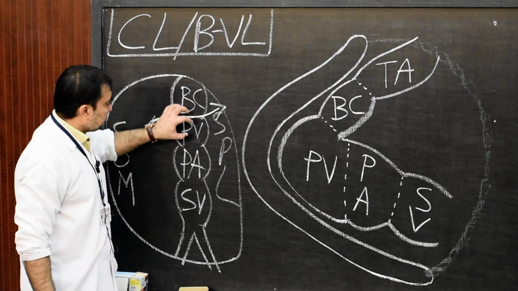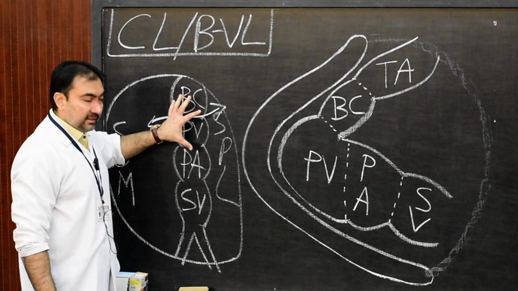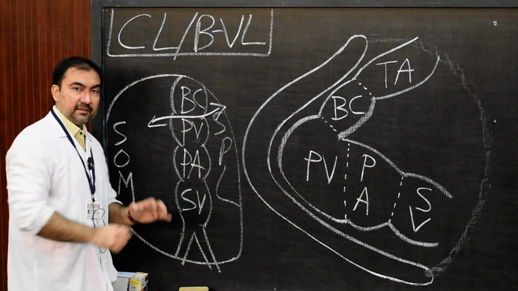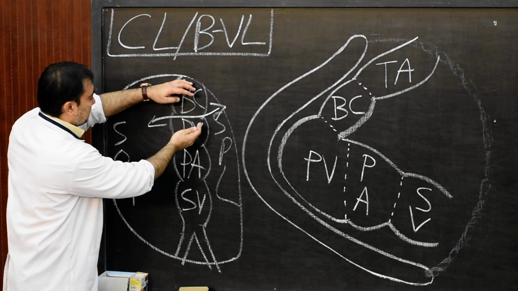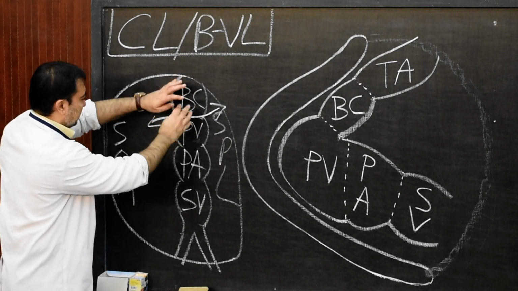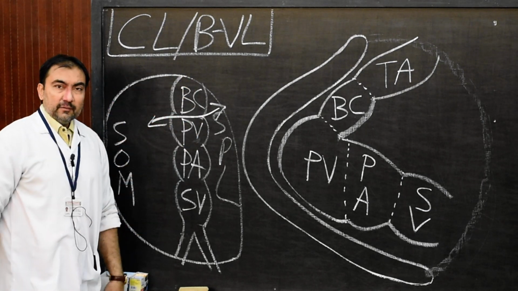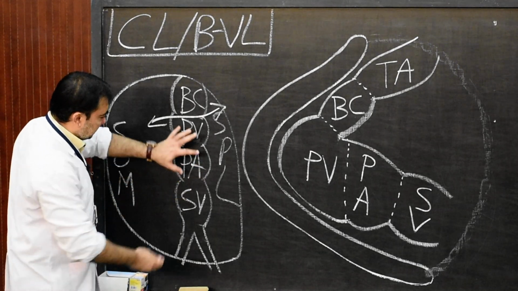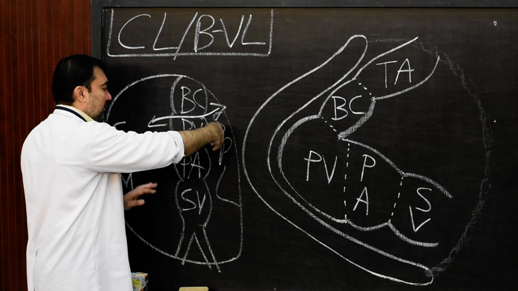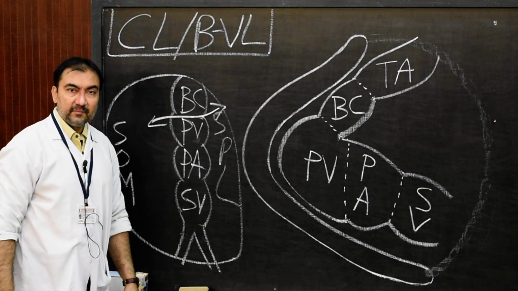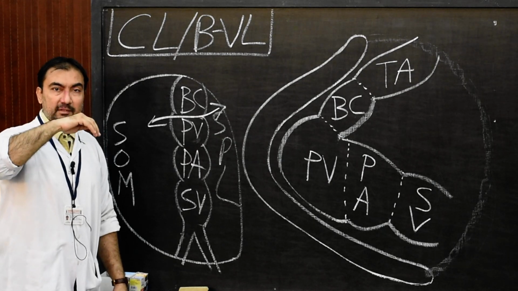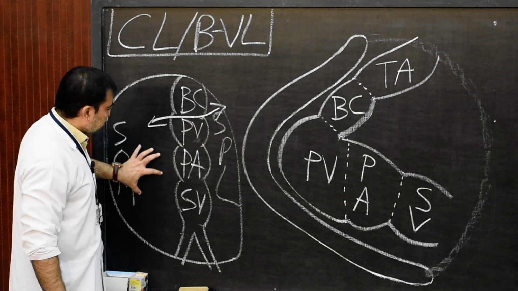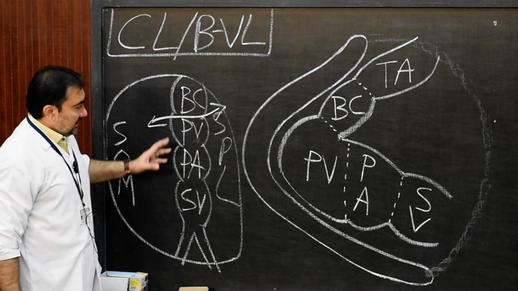Since bulbus cordis and primitive ventricle will enlarge, this loop will settle in the caudal and ventral direction. The entire loop from bulbus cordis and primitive ventricle, as it enlarges, will settle in the ventral and caudal direction. What about this portion, primitive atrium and sinus venosus? This portion will slowly form the dorsal part. That means it will go posterior superior. Posterior superior to which segment? Posterior superior to bulbus cordis and primitive ventricle.